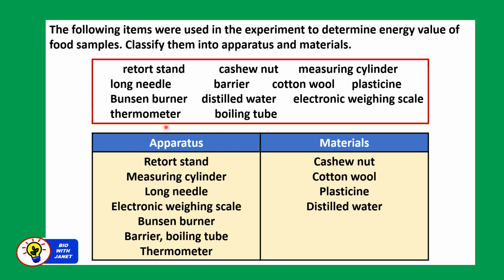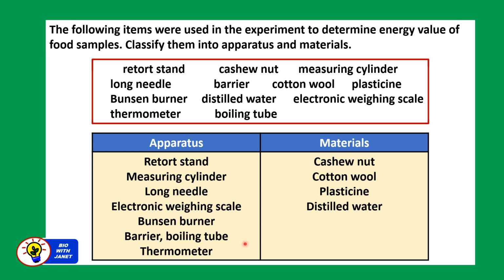Now let's talk about apparatus first. Apparatus are all those hard equipment like glassware, metal, plasticware, and so forth, that can be used over and over again. All right. So they include the retort stand, measuring cylinder, a long needle, electronic weighing scale, Bunsen burner, the barrier, the boiling tube, and thermometer.